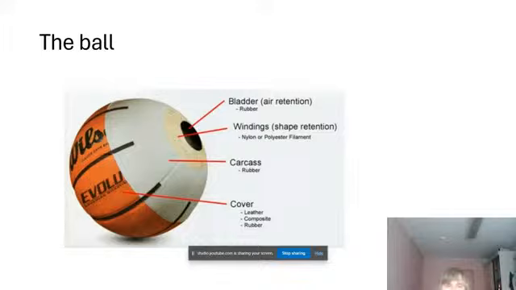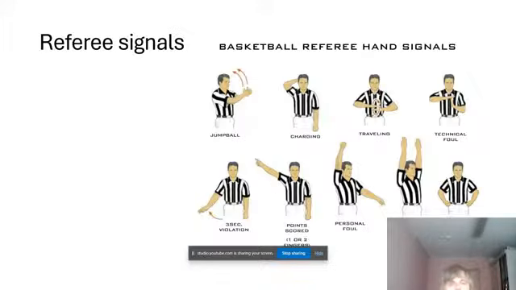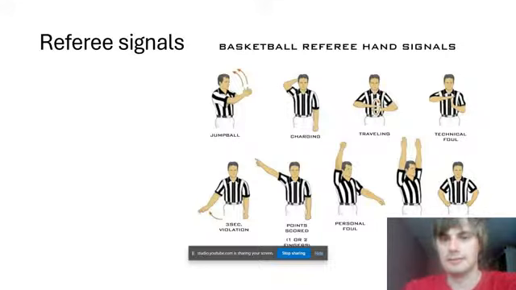And moving on. So what we see here are referee signals. We have the jump ball, the charging signal, the traveling, the technical foul, the 3-second rule violation, the point scored, one or two fingers, the personal foul, the 3-point shot, and the blocking foul. What do these things mean?